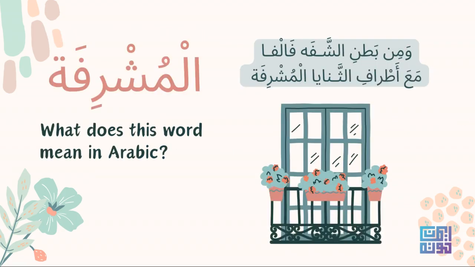We have to stop at this word, al-mushrifa. What does this word mean in Arabic? Ibn al-Jazri said, وَمِن بَطْنِ الشَّفَا مع أطراف الثنايا المشرفة. You know, when we say the word al-shurfa in Arabic, it means the balcony. Yes, the balcony. This is the balcony.